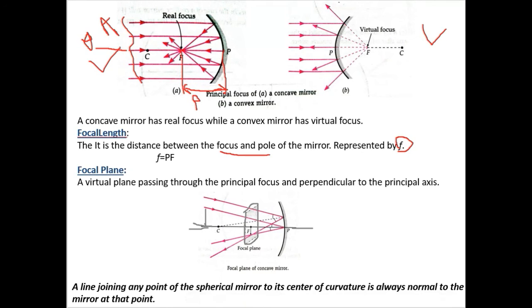Okay, then some notes. You need to know about some notes. A line joining any point of a spherical mirror to the center of curvature is always normal to the mirror at that point.